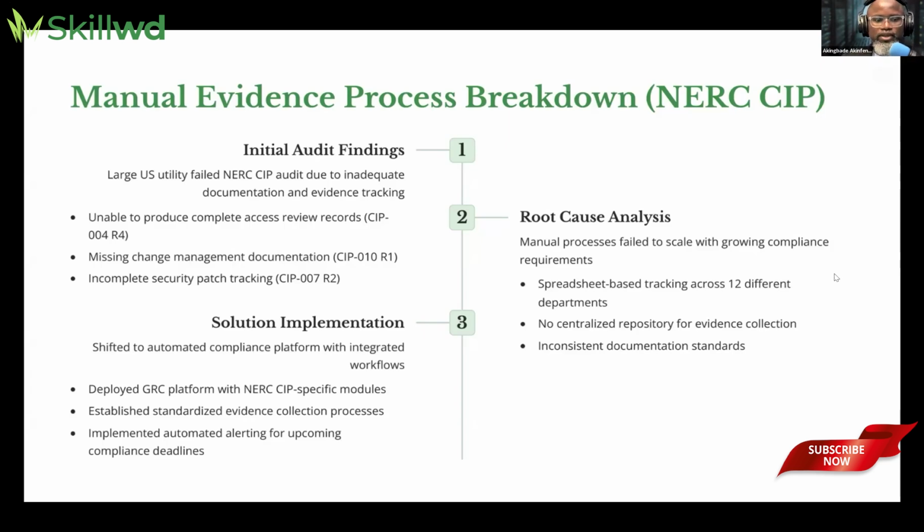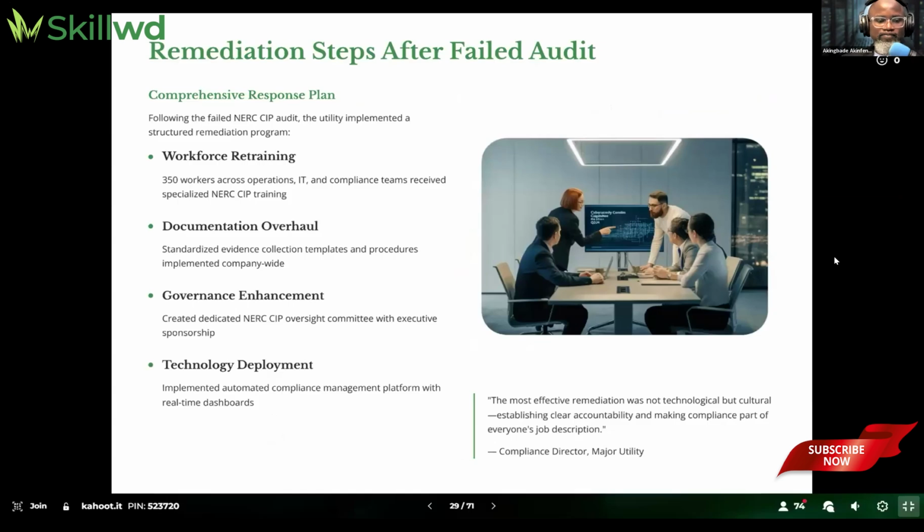Another one here was, after an audit was failed, what are the key things around remediations in general?